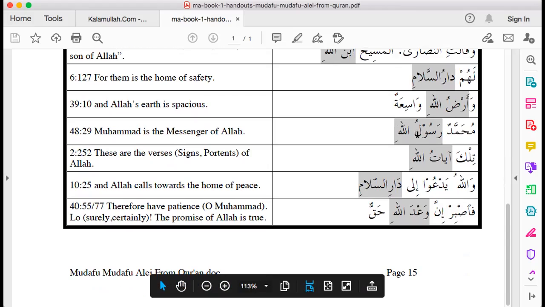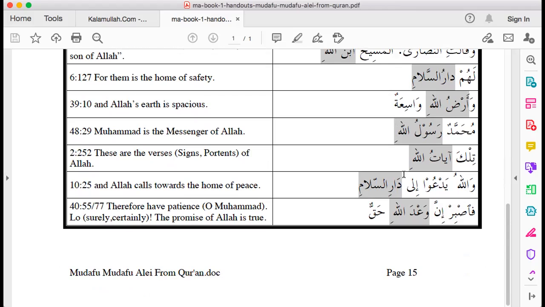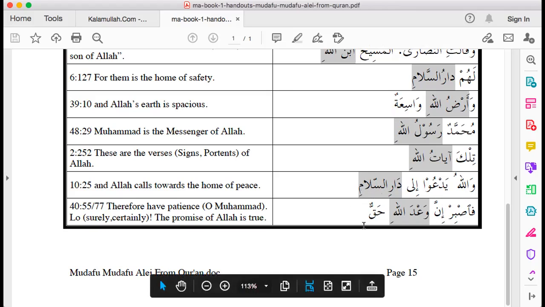Okay. We already did this one. This is ayatullahi. This is signs of Allah. Definite. This is definite. Specific signs of Allah we're talking about, right? Dar is salami. May Allah grant us this. Home of peace. This is an idafa construction. So hopefully when you say this next time, you can say it with more feeling, right? Allah yad'u ila daris salami. Allah calls you to the home of peace. Dar means home. Daris salami, home of peace. Inshallah.